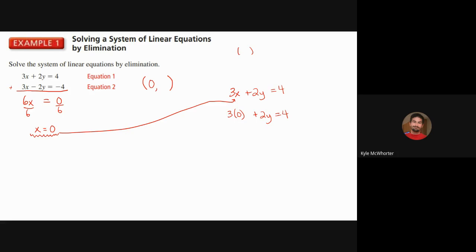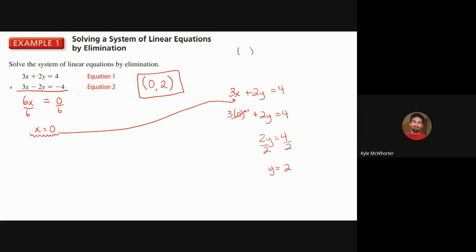Well, 3 times 0 is just 0. 0 plus 2y is just 2y. So we get 2y equals 4, and then we divide both sides by 2, and we get y equals 2. So that means that our solution is the ordered pair (0, 2).